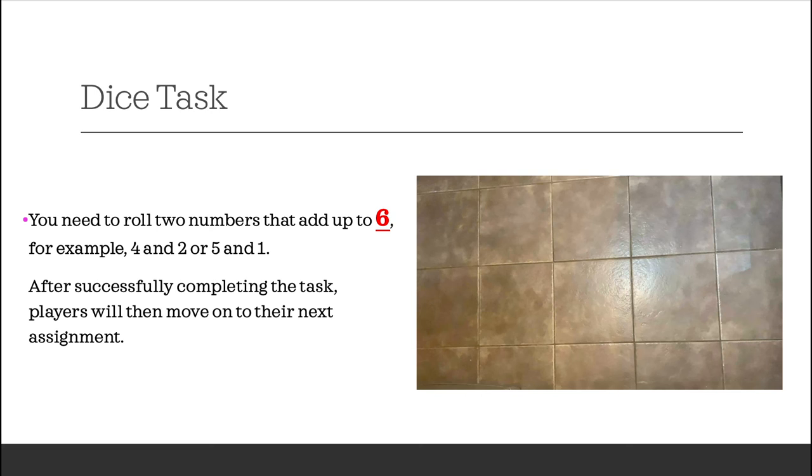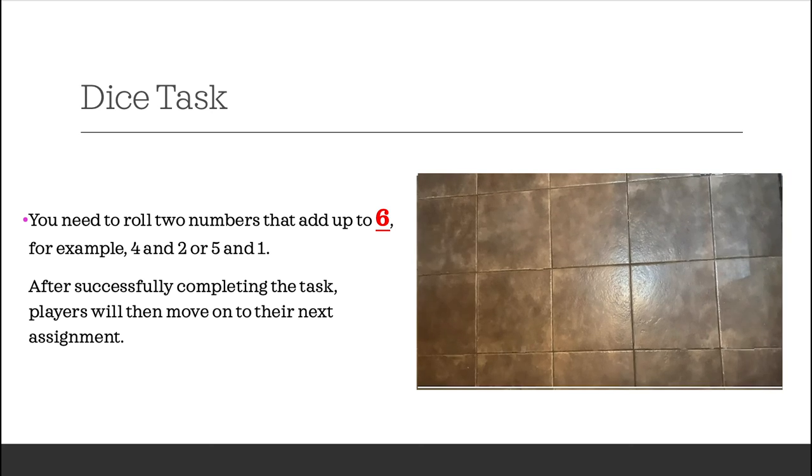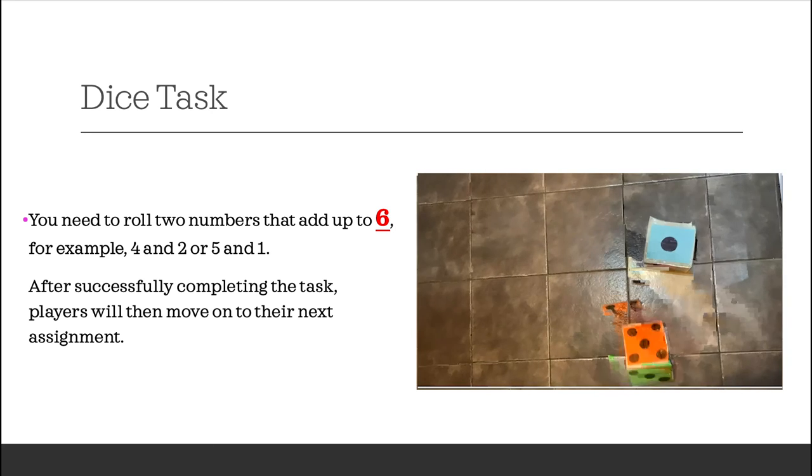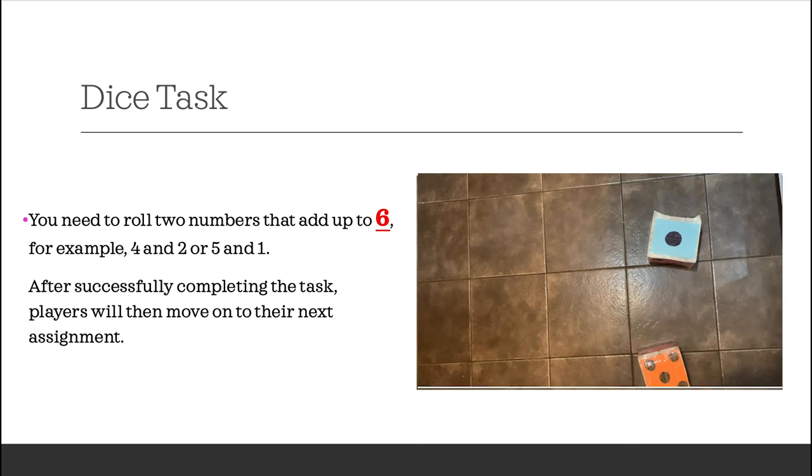The spaceship is going off course. It needs to be steered into the correct direction. Go to navigation. To steer the spaceship back on course, you must roll 2 numbers on the giant dice that add up to 6, for example, 4 and 2 or 5 and 1. After successfully completing the tasks, players will then move on to their next assignment.